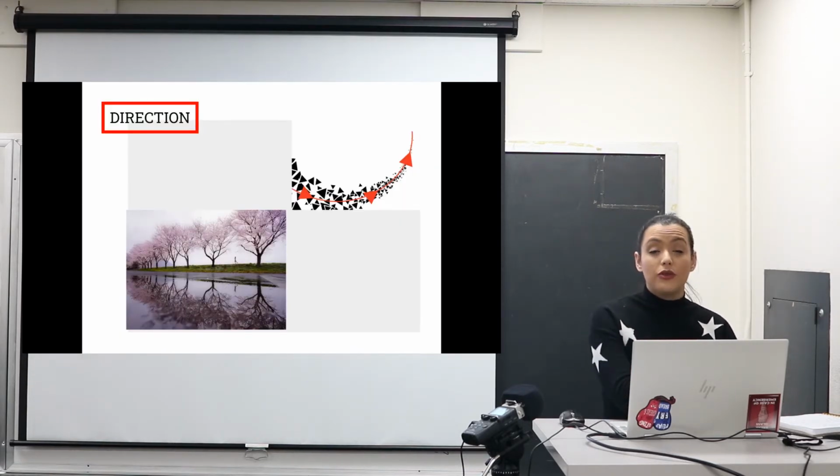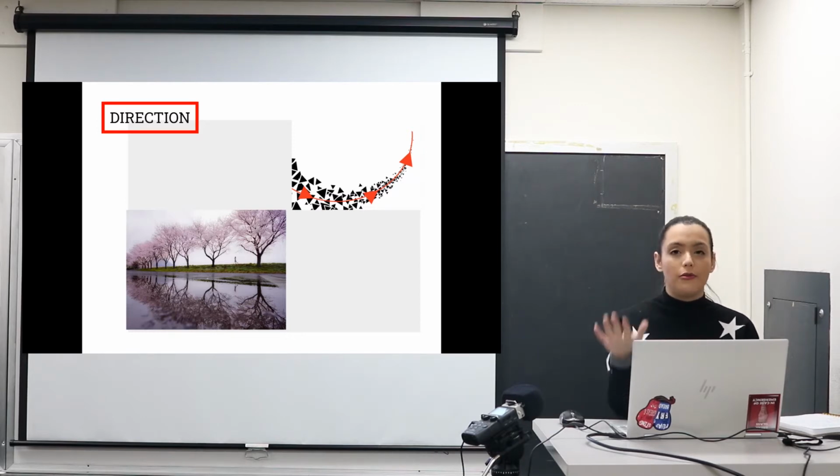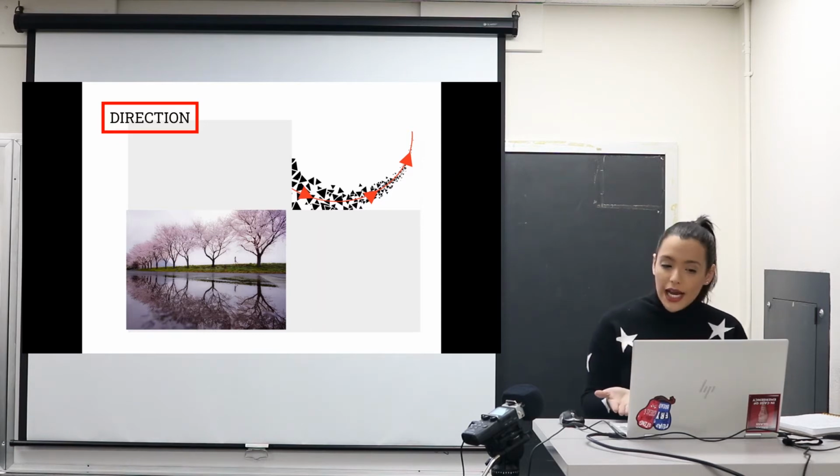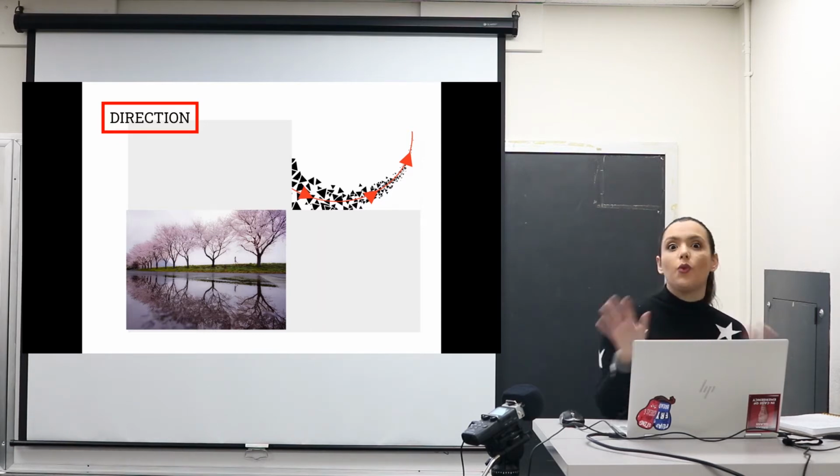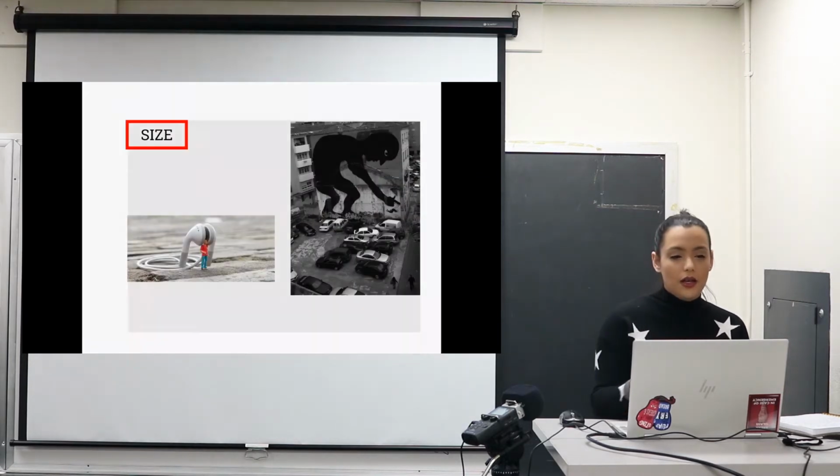The next thing will be direction. Where are you placing things? How are they in comparison to each other? Is there a pattern they follow? Do I need to start from left to right, or am I going from top to bottom? You have to play around with where you're placing things to make sure it is the way that you want your audience to look at it and the way that you want them to understand things.